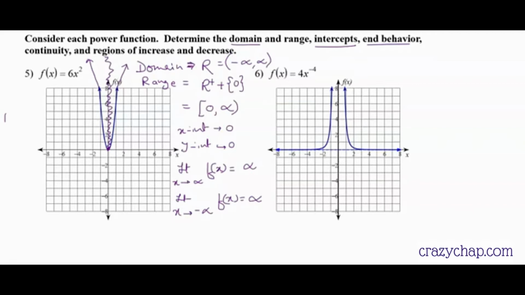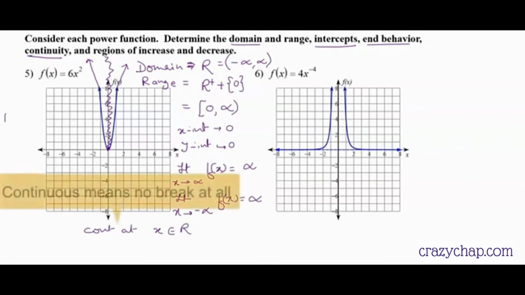Now continuity. I can see from the graph that while drawing it, I don't need to remove the pen. So it is very much smooth and continuous at all values. So the function is continuous at all real values, x belongs to R.